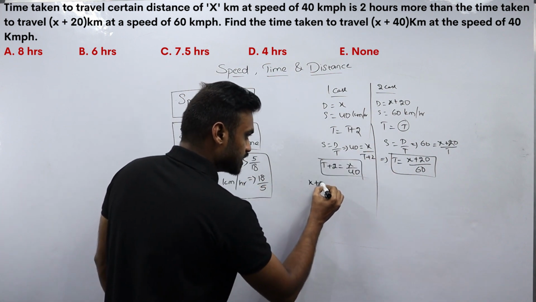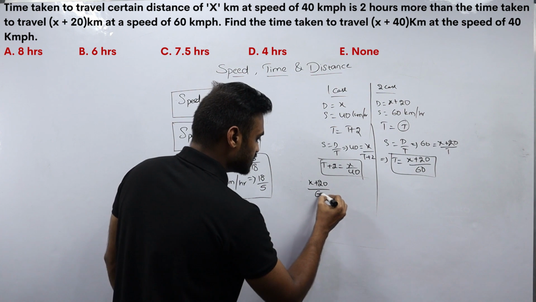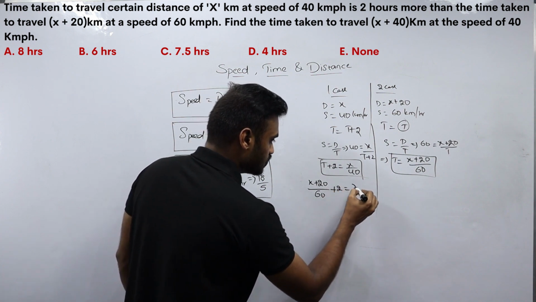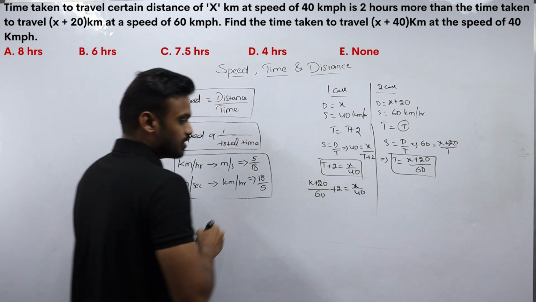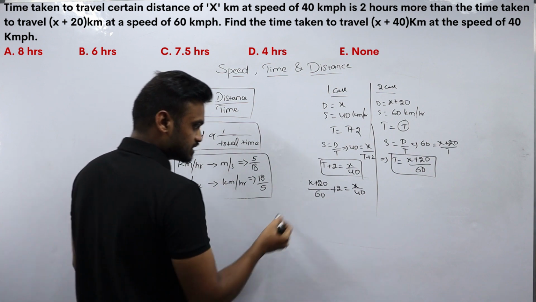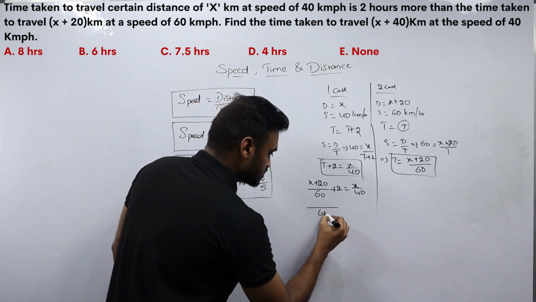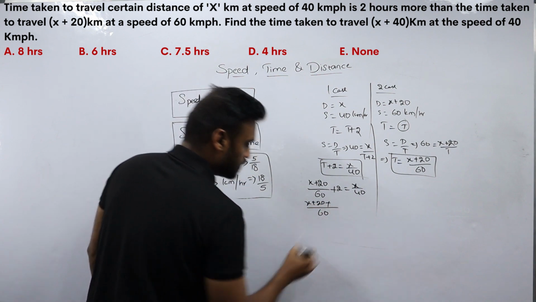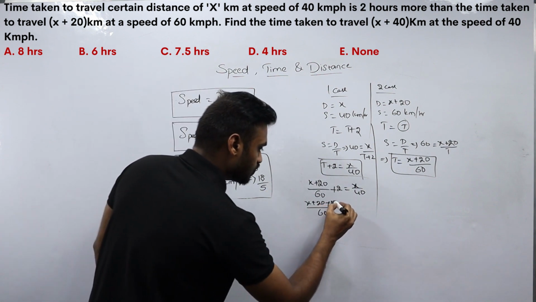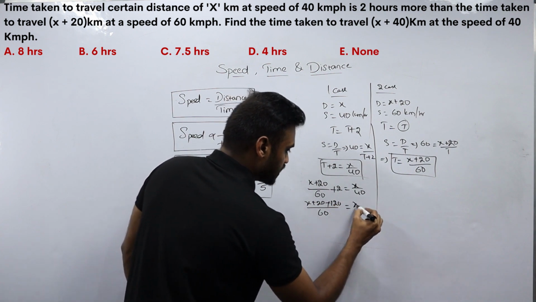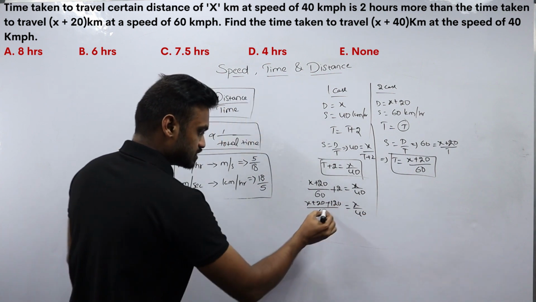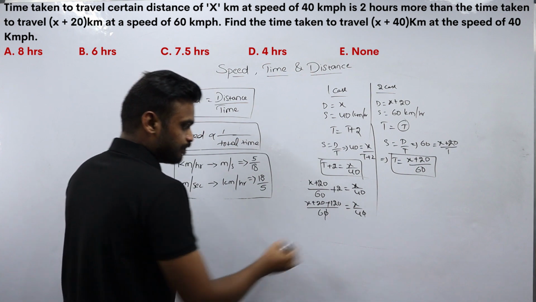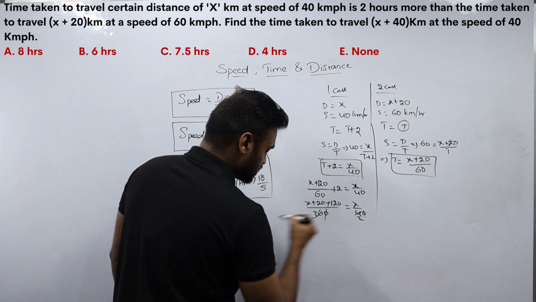So (x plus 20)/60 plus 2 equals x/40. Now the LCM we will get is 60 here, and x plus 20 plus 120 is... so 120 equals x by 40. So we can cancel 0 and 0. So we will get 2 2's and 2 3's.